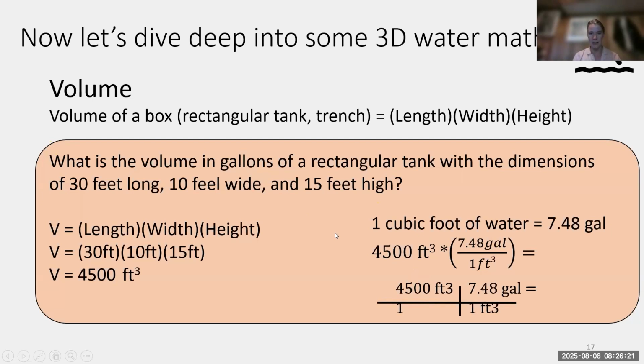Cancel out those feet cubed, and I also like to write it out in this sort of grid format. I find this easier to understand and see what's happening. So we're going to cancel out those cubic feet on the bottom, and then that's going to leave us with just gallons as our unit, which is good because that's what we're trying to calculate. And then we just multiply across the top. So all we have to do is go 4,500 times 7.48, and we're left with 33,660 gallons as our final answer for our volume calculation.